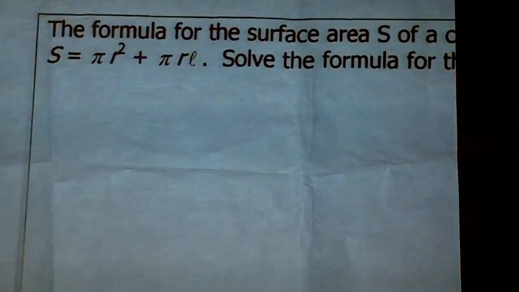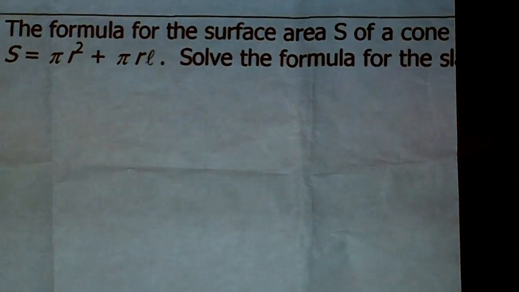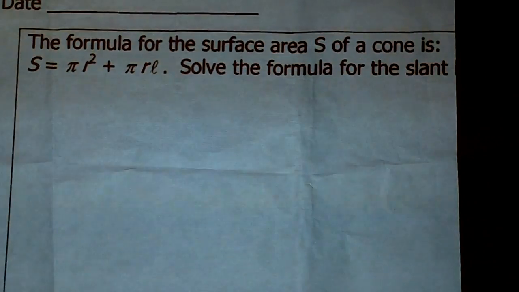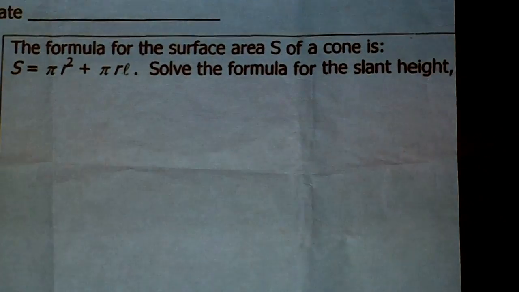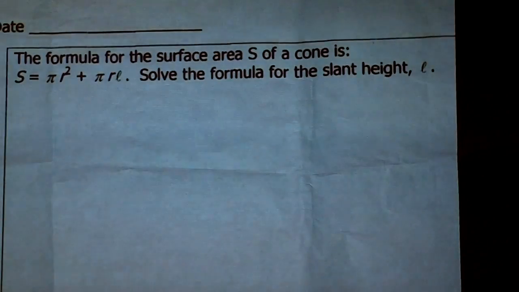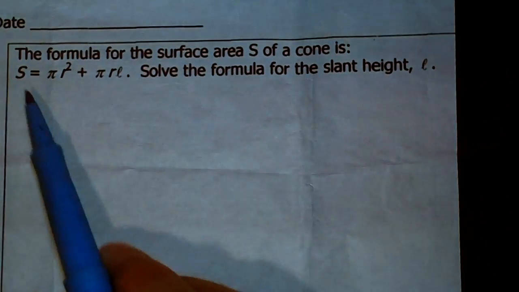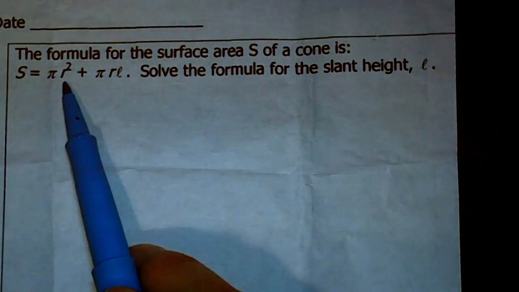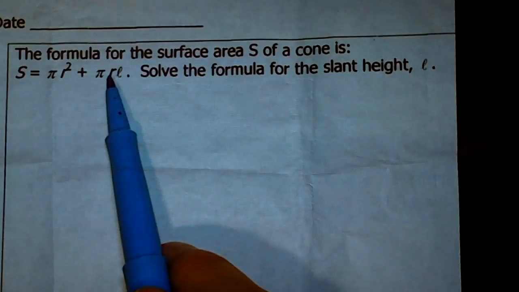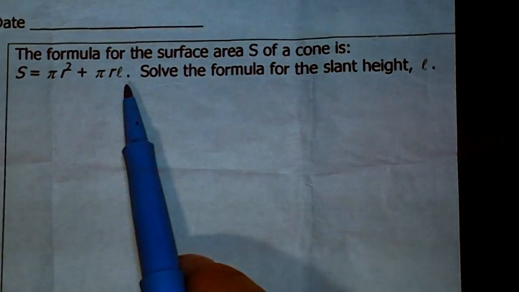Alright, moving along. This one is a doozy. Hopefully you will love it. This is one of my favorite kinds of problems. The nice challenging, but when you get to the end, it's like, yay, I did it. Okay, the formula for the surface area of a cone, and this is really the formula for the surface area of a cone, it's surface area equals pi times the radius squared plus pi times the radius times z, and this just means slant height.